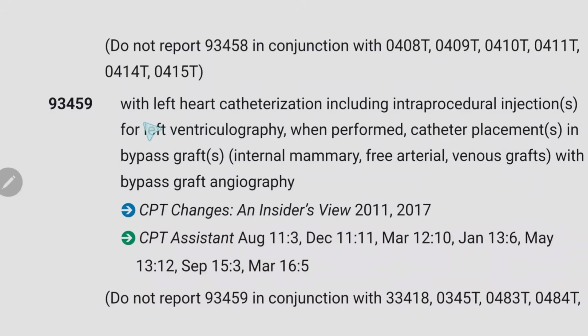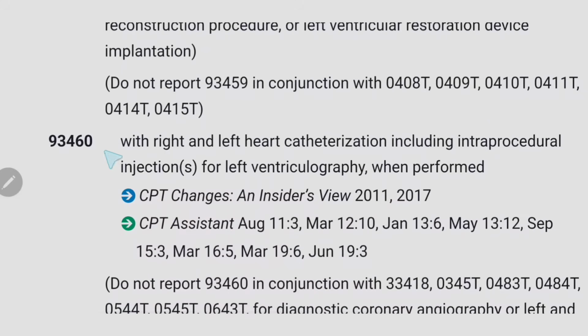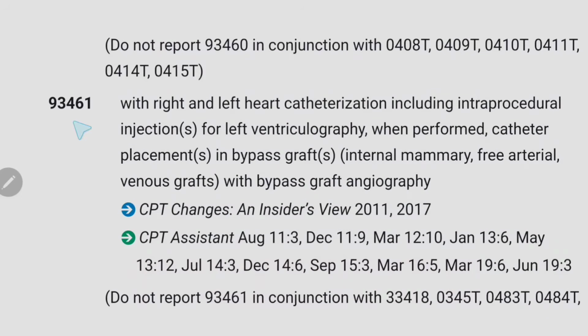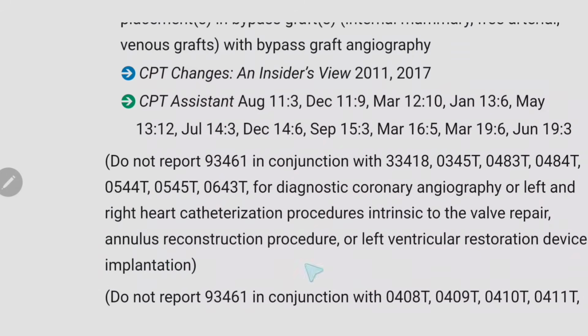Next, 93459, which is for left heart catheterization with bypass graft angiography. Then 93460, that is with right and left heart catheterization for left ventriculography when performed. So highlight all this, right and left heart catheterization. Then you have the code 93461, which is for right and left heart catheterization for left ventriculography with bypass graft angiography. And always pay attention to the parenthetical notes below the code.